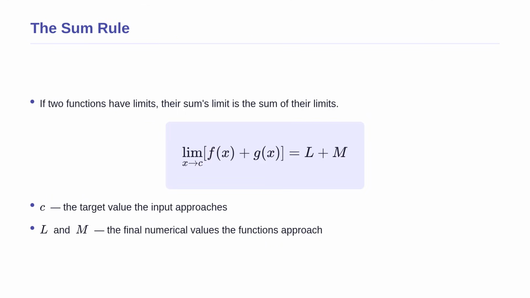Now that we understand the intuition, let us look at the formal mathematical rules, starting with the sum rule. Conceptually, this just says that the limit of two functions added together is exactly equal to the sum of their individual limits. In this formula, c is the target value our input variable x is approaching. L and m are the final numerical values that our individual functions approach. So if the first function is heading towards 5 and the second function is heading towards 3, the combined function is heading towards 8. It is that simple. This holds true no matter how complex the individual functions are, as long as their individual limits exist.